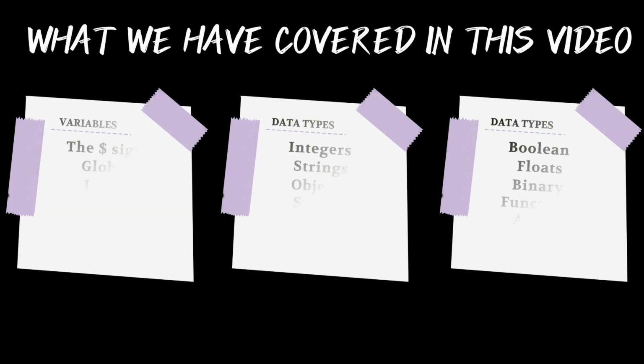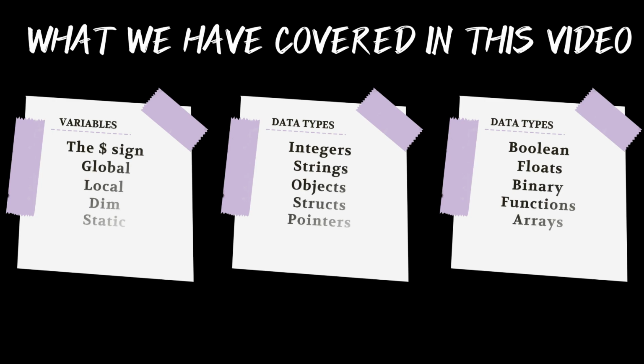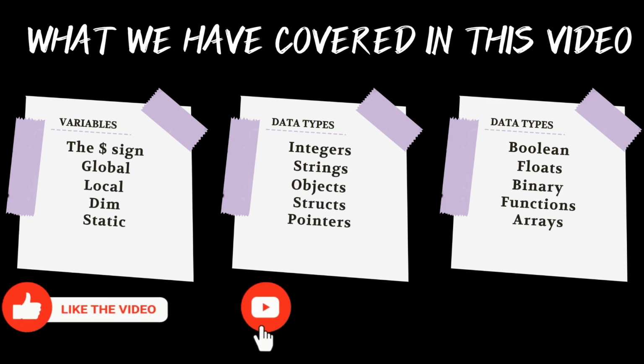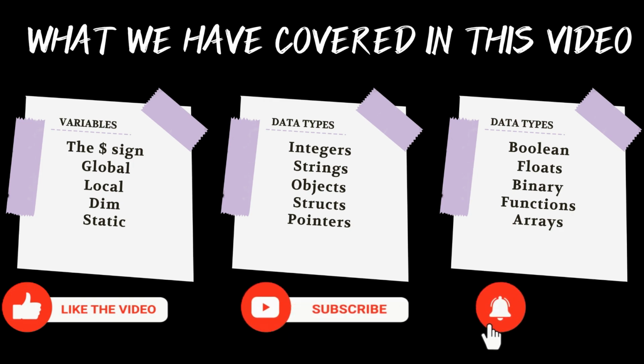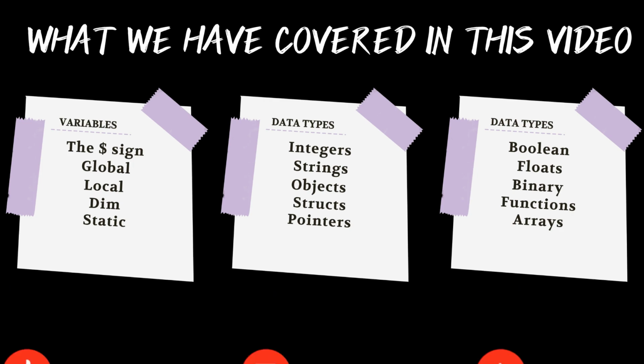In conclusion, understanding variables and data types is a fundamental aspect of programming, and this tutorial has provided a brief overview of how to use them in AutoIt. By understanding the different types of data that can be stored in a variable and how to declare and manipulate them, you will be well on your way to creating powerful scripts and automating complex tasks in AutoIt.